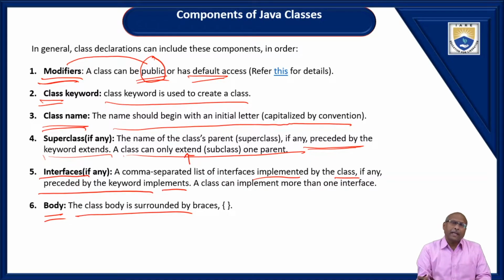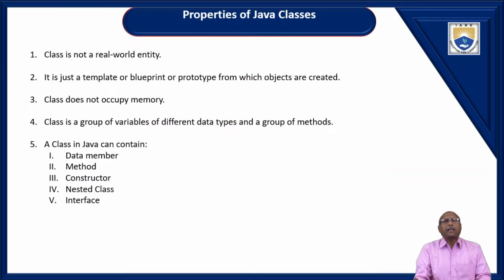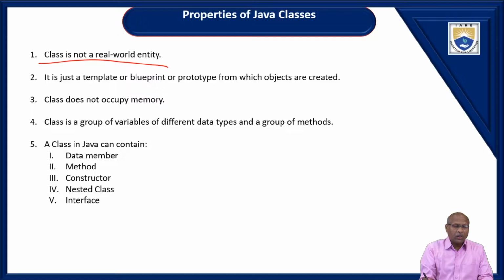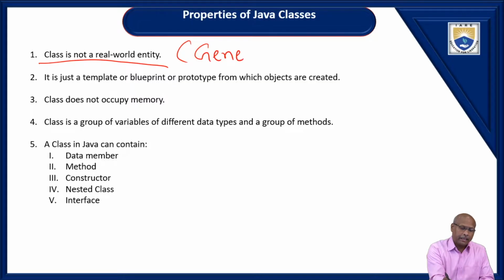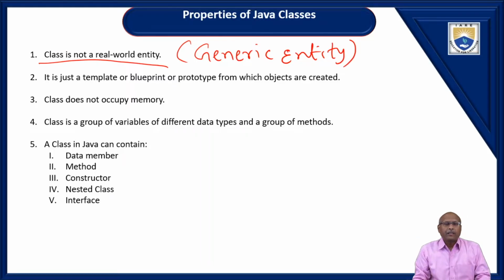But all may not be required every time. You may use only a few also. Then what are the properties of a Java class? A class is not a real world entity. It is a generic entity. Class is generic, that means a generalized form. You can only imagine it. It does not physically exist. It is only logical thinking. So that's why it is not a real world entity.